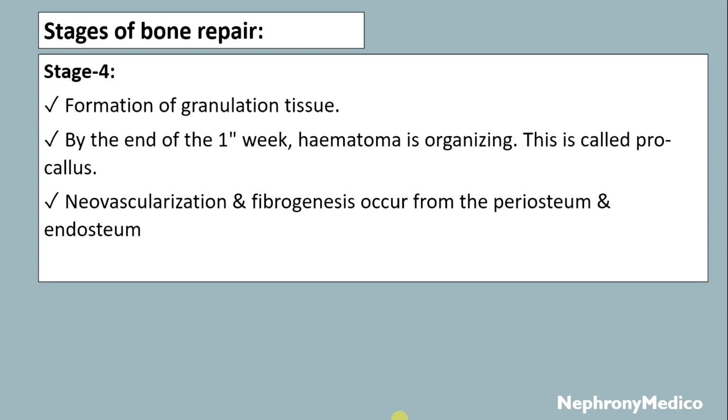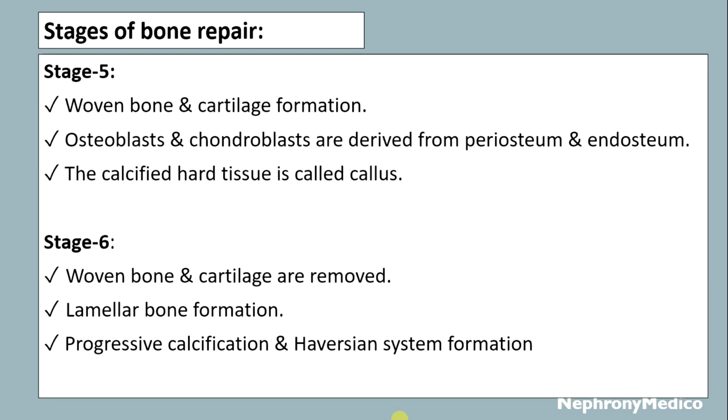Stage 4 includes formation of granulation tissue, and by the end of the first week, hematoma is organizing, which is known as procallus. New vascularization and fibrogenesis occur from the periosteum to endosteum. Stage 5, open bone and cartilage formation. Osteoblast and chondroblast are derived from periosteum and endosteum, and the calcified hard tissue is called callus.